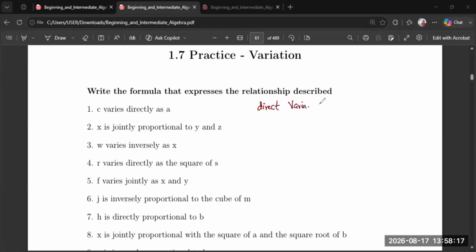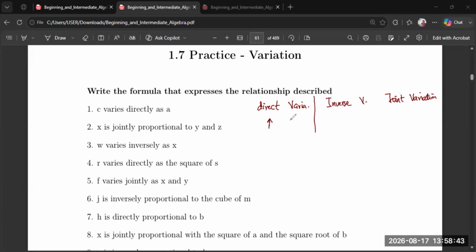Okay, so we have direct variation. And for direct variation, I'll just explain it briefly. So it's when one value goes up and then the other value also goes up to match up. Then we have inverse variation, where when one value is increasing, the other value is decreasing. Or when one value goes up, the other value is going down.